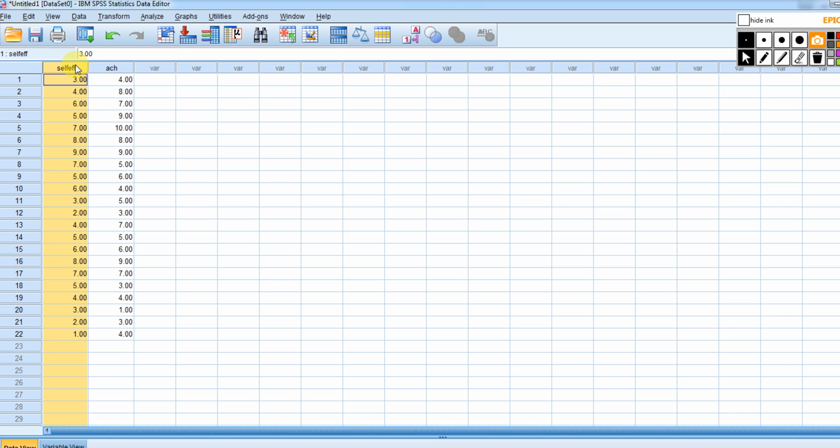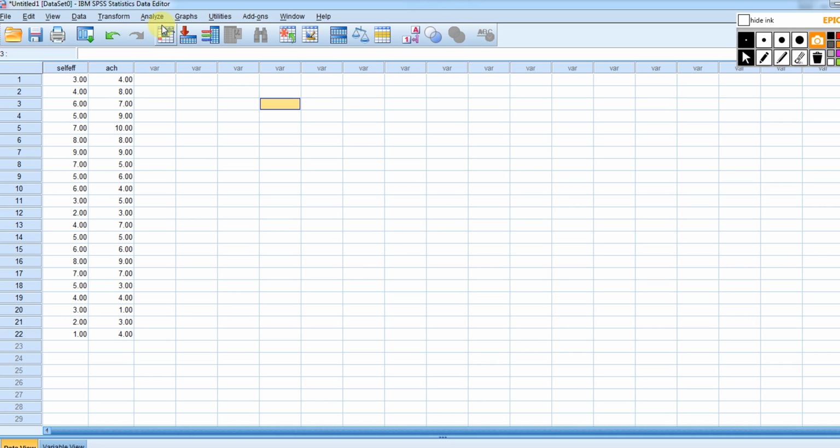So what I have right here is an SPSS data file open with two variables. I have a measure of self-efficacy and a measure of achievement. Basically I'm going to run a regression model with self-efficacy as a predictor and achievement as my criterion variable. So you could say that self-efficacy is my X variable and achievement is my Y variable. I have data on these two variables for 22 cases.